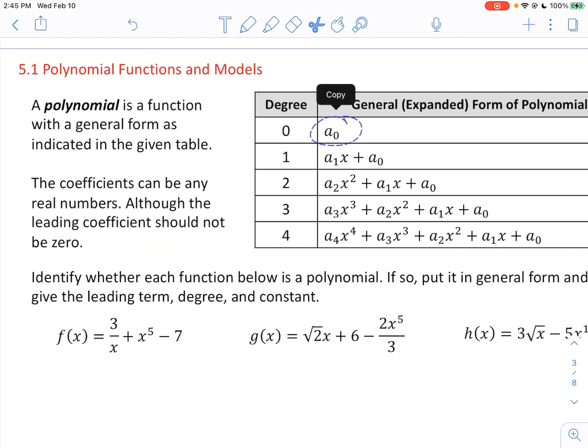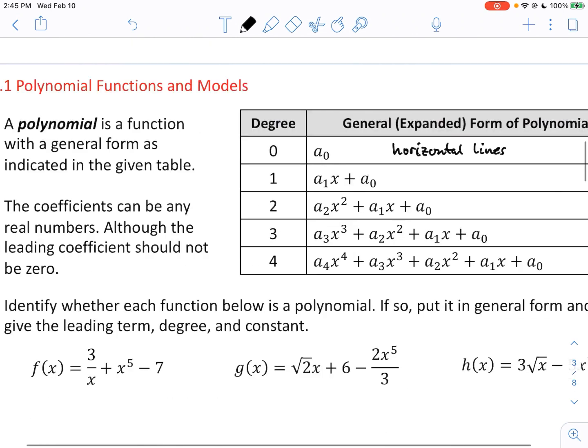A degree 0 polynomial is anything of the form y equals a number. So like y equals 5, it's called a 0-degree polynomial. Y equals 0 is a 0-degree polynomial. And all of these shapes make horizontal lines. Every horizontal line is considered a 0-degree polynomial.